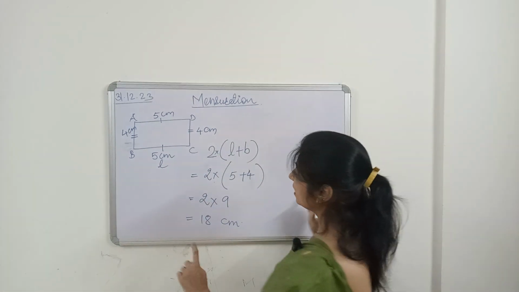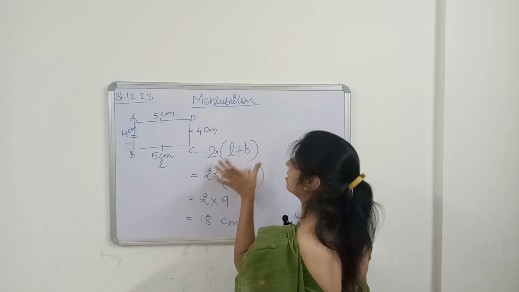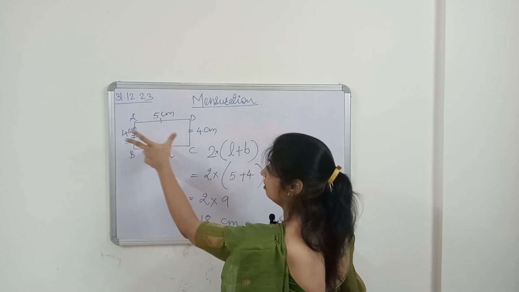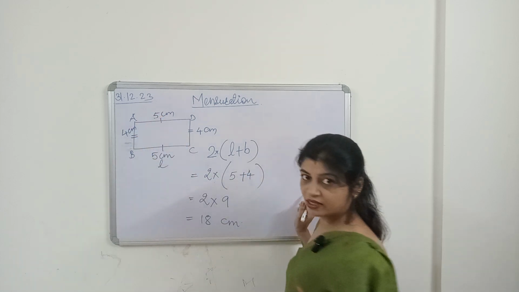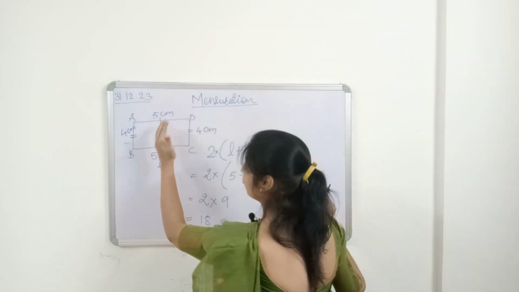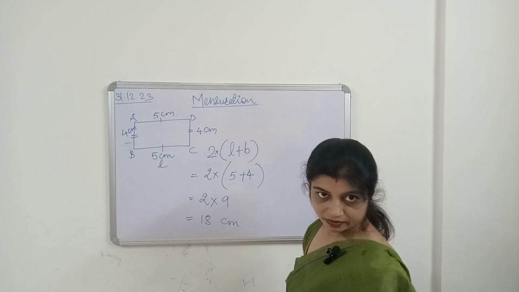So that is how I calculated the perimeter, and I tried to prove why we use 2 in bracket length plus breadth. Why 2? Because 2 times the length and 2 times the breadth are coming, and we are calculating them. So instead of calculating 5 plus 5, then plus 4 and then plus 4, we go with this.